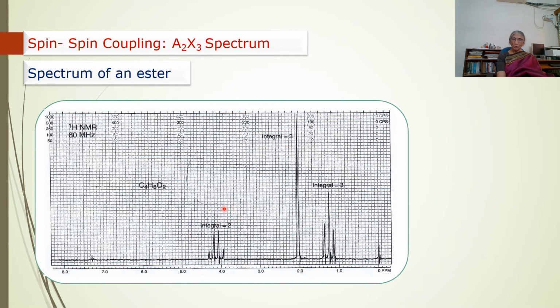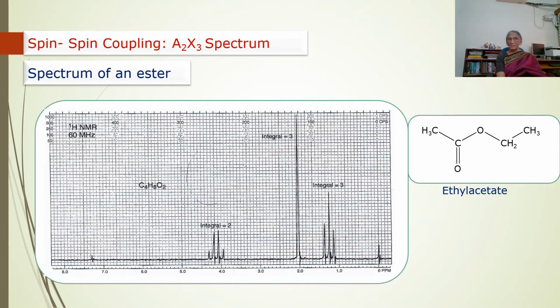These 2 equivalent protons are deshielded protons. Therefore, we can imagine that these methylene protons must be close to oxygen. And the presence of a singlet, which is given by 3 equivalent protons, indicates presence of a methyl group close to which no proton is present. So this methyl group must be close to the carbonyl group. And the presence of a triplet and a quartet represents the ethyl group. So this is the NMR spectrum of the compound ethyl acetate.